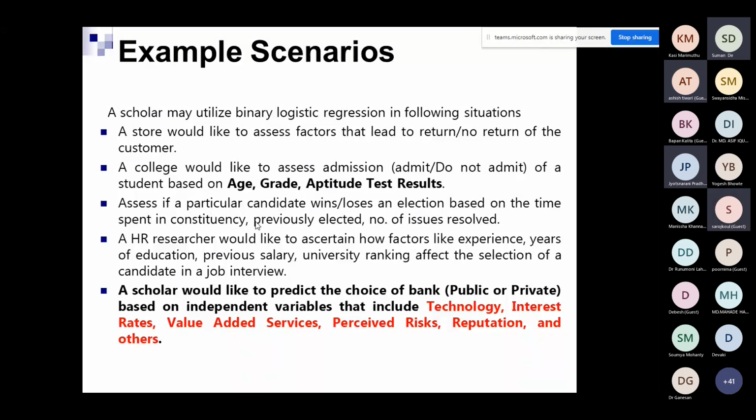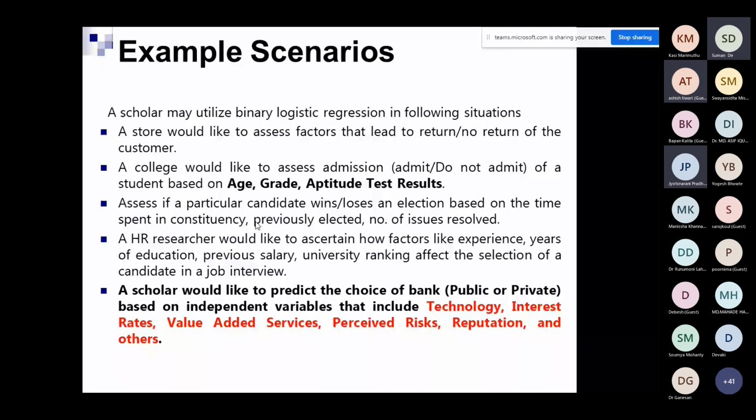We can predict. Or in HR, a human resource researcher would like to ascertain how factors like experience, years of education, previous salary, and university ranking affect the selection of a candidate in a job interview. So the number of years of experience, years of education, salary level, and the ranking of the university the candidate has come from, we can use these to predict success in the job interview.